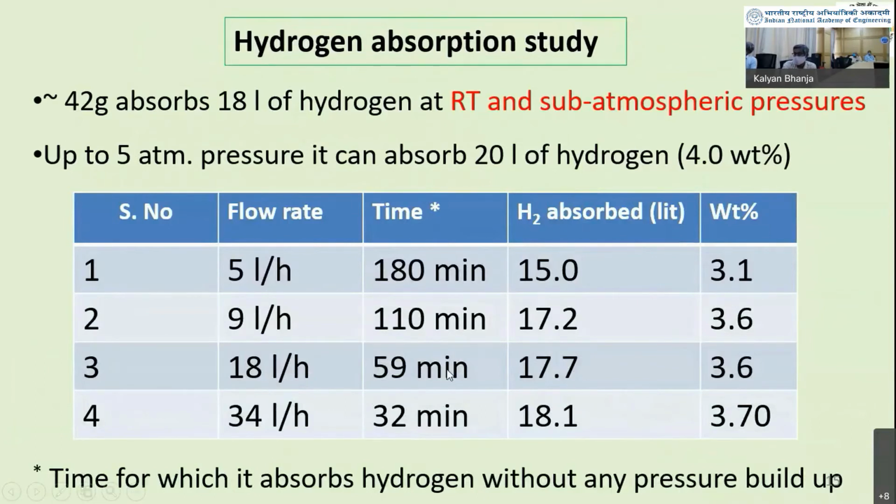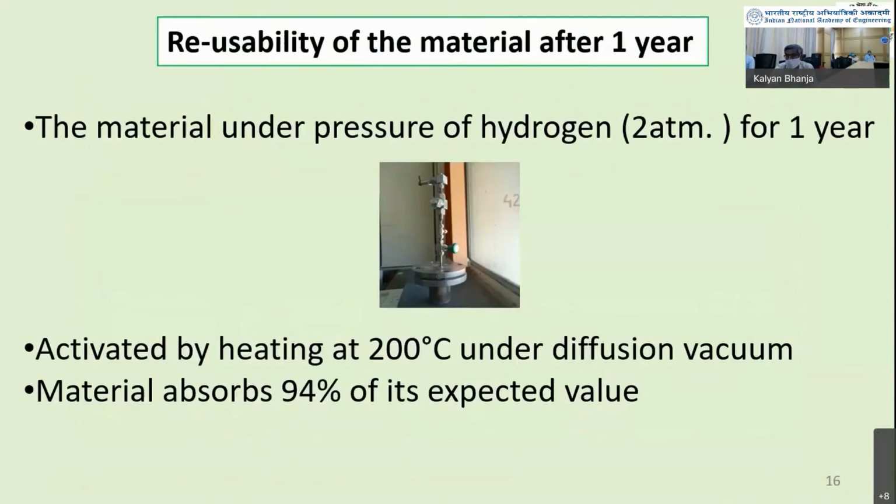And we found that if you go to higher flow rates like 34 liter per hour, pressure buildup is seen. But at 5 liter per hour, it is reasonably good. There is not much pressure buildup, and the hydrogen storage capacity is also not decreasing too much. It is 3.7 becoming around 3.18%. There is a slight reduction in the hydrogen storage capacity with this.